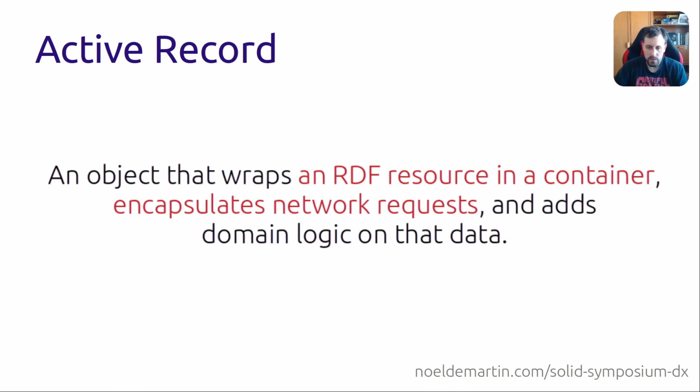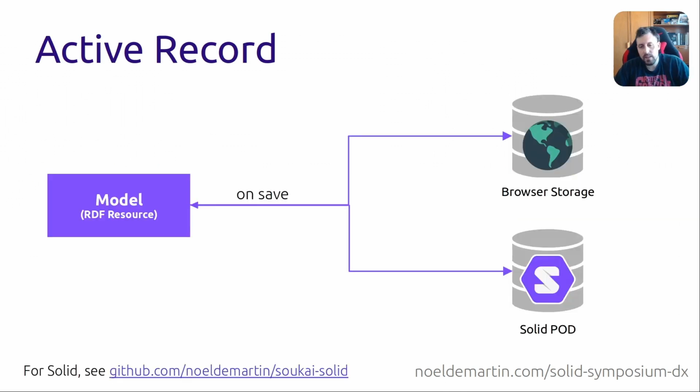the network requests. So for example, since I started making my first application, I was giving users a choice if they wanted to store their data locally or in a Solid pod. Thanks to this design pattern, since the database access is encapsulated, I could define a model once, and using different engines, the data would be stored in different places, like browser storage or the Solid pod. If you want to use Solid with the library, you have to install this extension called Sokai Solid.